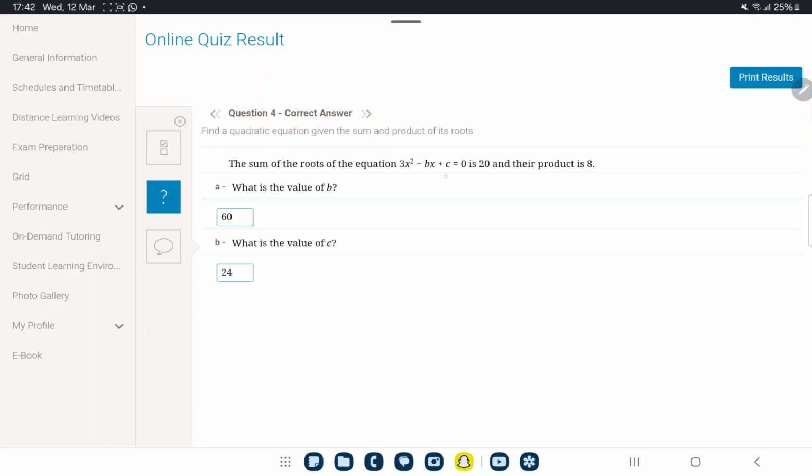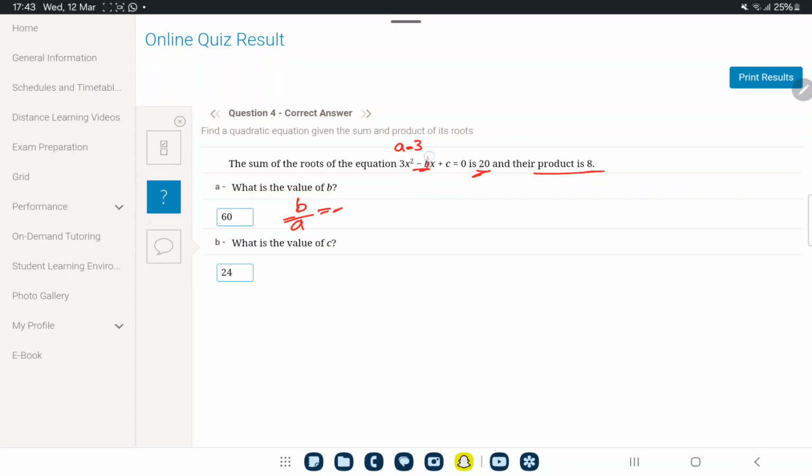They gave us this equation with a equals 3, and they want us to find b and c. They gave us the sum is 20 and the product is 8. First we find the value of b. We know that the sum is minus b over a.